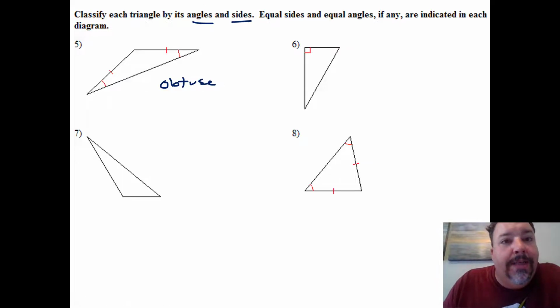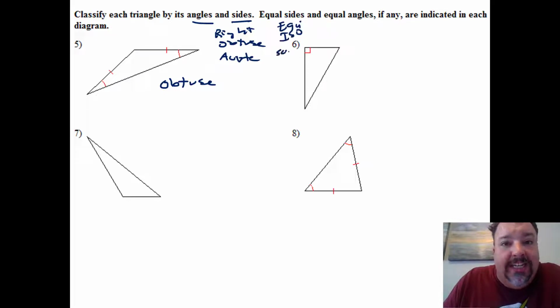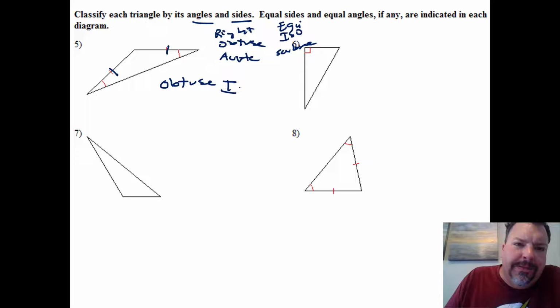So you first pick whether it's going to be right, obtuse, or acute. You pick out the angle relationship first, then you decide if it's equilateral, isosceles, or scalene. So you give it a name from each. You name it by its angles, and you name it by its sides. So this is obtuse. And if I look at the sides here, these two sides are the same. So this would be an obtuse isosceles triangle.